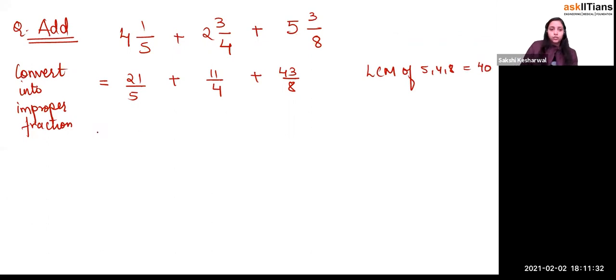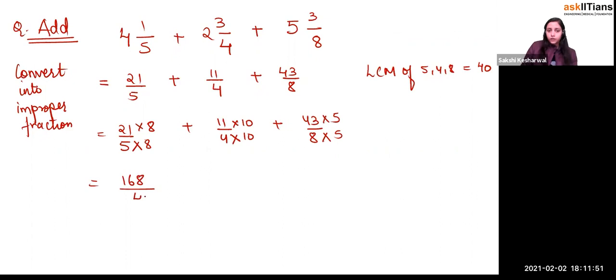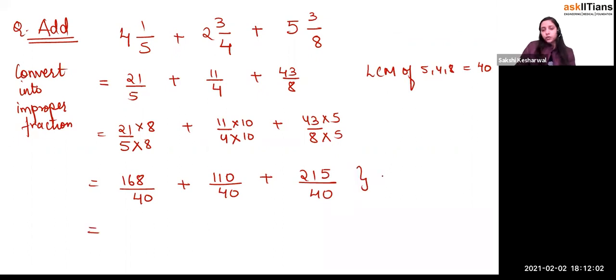That's it. So for 21 by 5, you will be multiplying this by 8 and this by 8, right? Now 11 by 4, you will be multiplying this by 10 and this by 10. And this is 43 by 8. You will be multiplying this by 5 and this by 5. So you will be writing this as 168 divided by 40, right? And this is 110 divided by 40, and this is 215 divided by 40. So you have to add it. Now this has become like fractions. Yes or no? Like fractions, right?